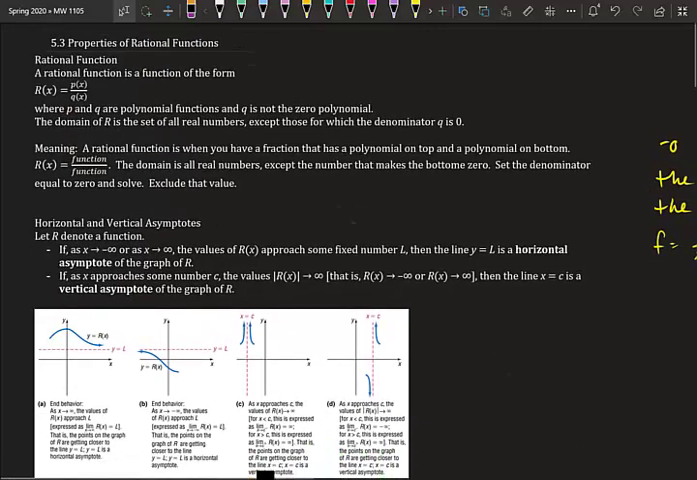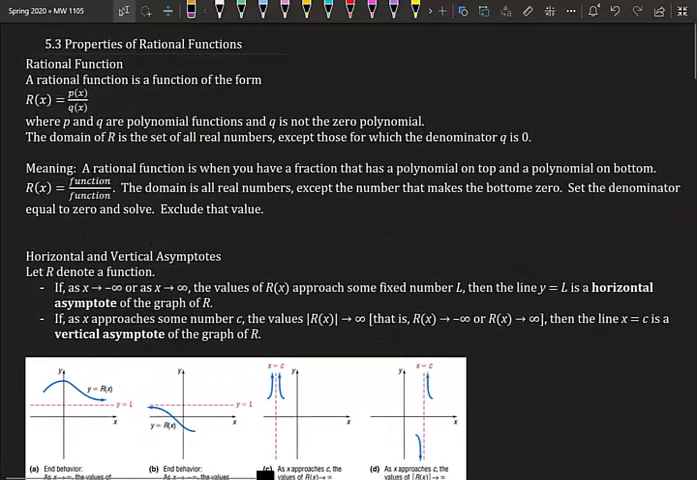Alrighty, so 5.3 Properties of rational functions. So a rational function is a function of the form r of x equals p of x over q of x. Now what the heck does that mean? Well, it just means function over function. So equation over equation, but the equations have to be functions. So you can't have like square roots or anything like that. You can't have like weird negative exponents, nothing like that. P and Q are polynomial functions, and Q is not the zero polynomial, meaning bottom can't be zero.